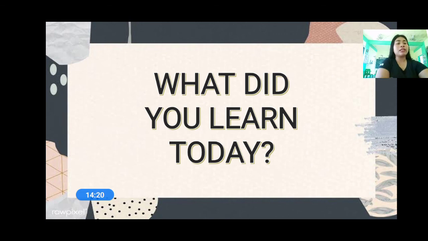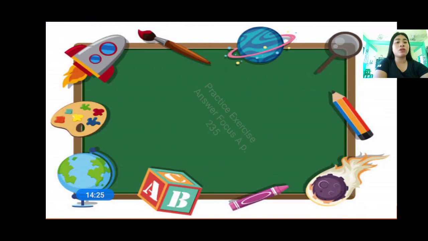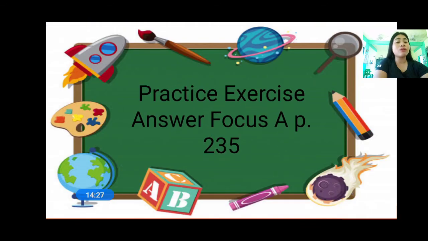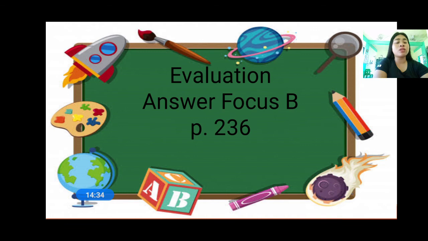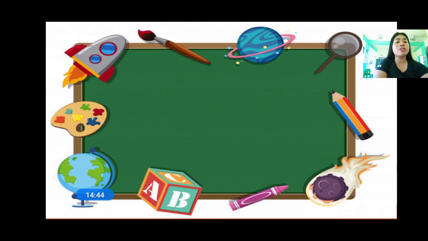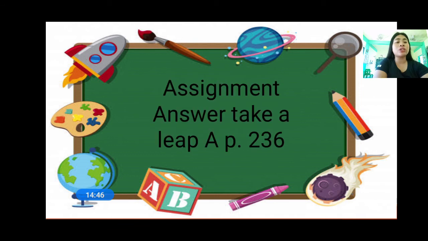Okay, so if you really did understand the lesson, let us proceed to your practice exercise. Your practice exercise will be answer focus letter A, page 235. And here is your evaluation. So you're going to answer focus letter B, page 236. Now, don't forget to answer your practice exercise and your evaluation because I am going to check it. Now, here is your assignment. You're going to answer take a leap, letter E, page 236. Now, don't forget to do your assignment because Teacher Joanna will check it. Do you understand me?